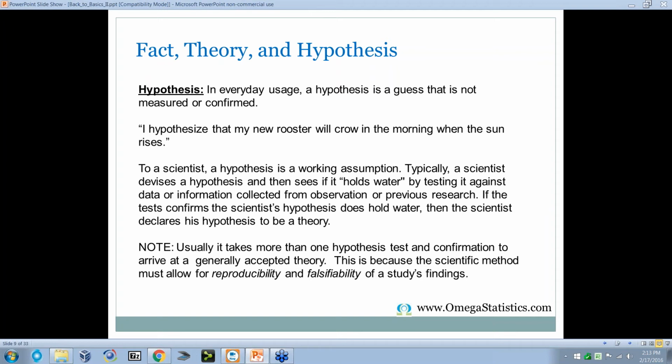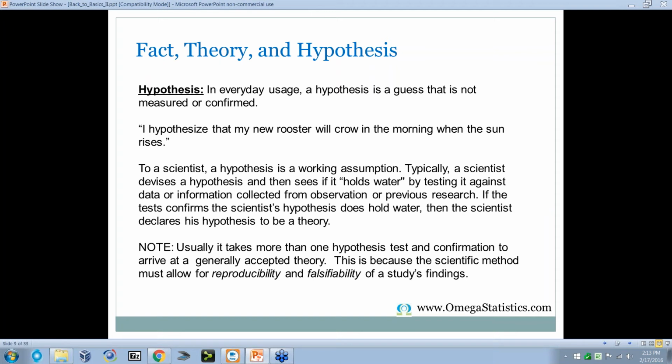A hypothesis in everyday usage, it's a guess. It's not measured or confirmed. I hypothesize that my new rooster is going to crow in the morning when the sun rises. I'm such a farmer, aren't I? Anyway, I've been planting my garden a lot this week, so I guess I have that on my head.